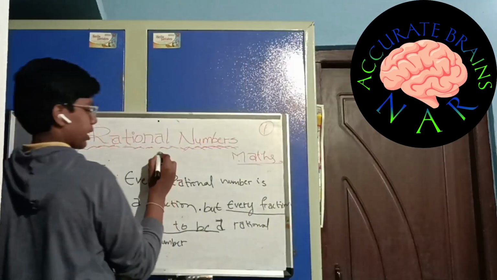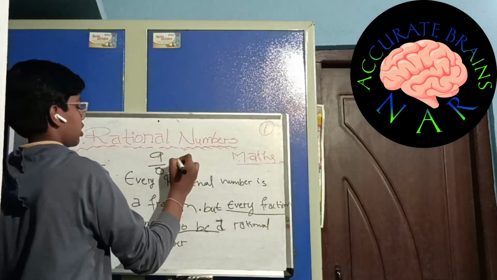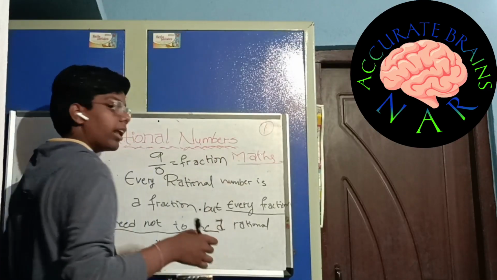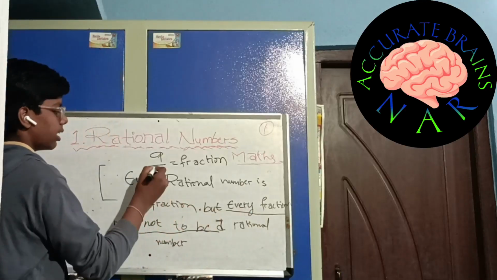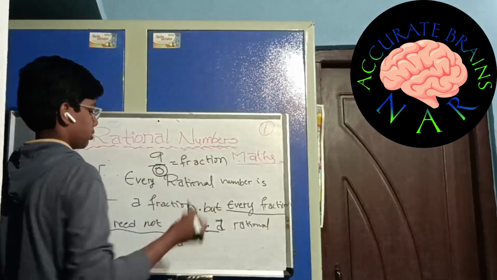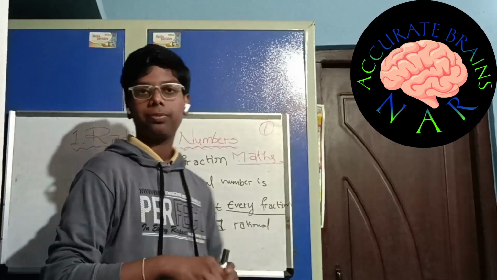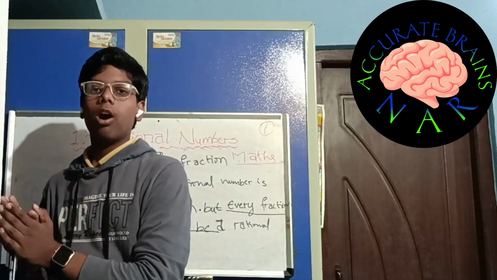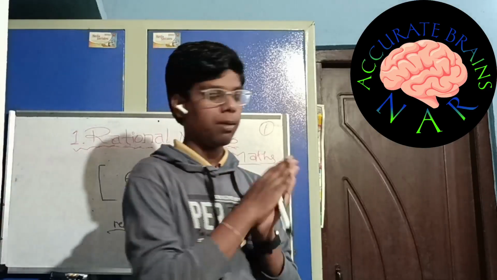For example, we take 9/0, which is a fraction, but it is not a rational number. Why? You can guess that. Q is equal to 0, right? It is a property of rational numbers that every fraction need not be a rational number.